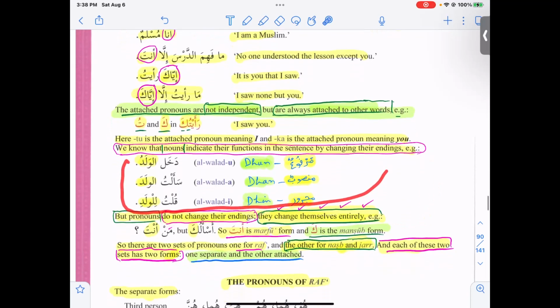So now, because we are talking about pronouns and all the nouns that indicate their function in the sentence by changing their ending. What are those endings? Dakhala al-waladu, marfu. Ra'aitu al-walada, mansub. Kultu li al-waladi, majrur. Marfu, mansub. So I started this song.